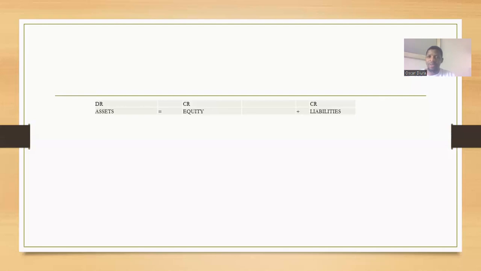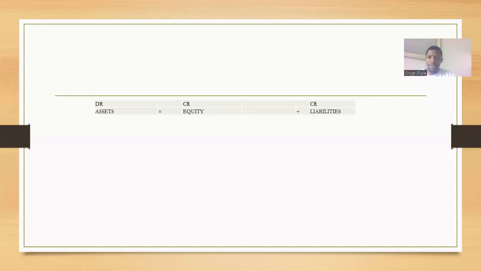So I'll give an example of a case whereby you buy an operating building, so you want a mortgage loan. In that case, you're going to debit your asset, which is your land and buildings, and then credit your liabilities, which is mortgage loan. Okay, so in that case, you've affected two accounts.